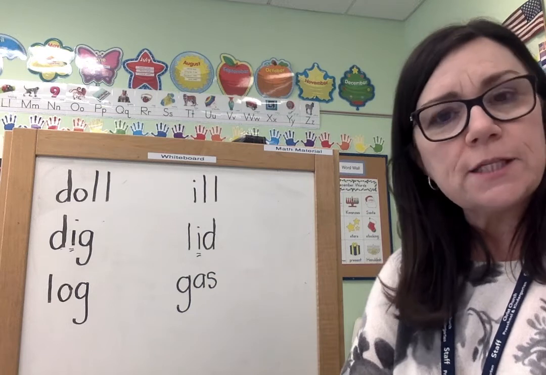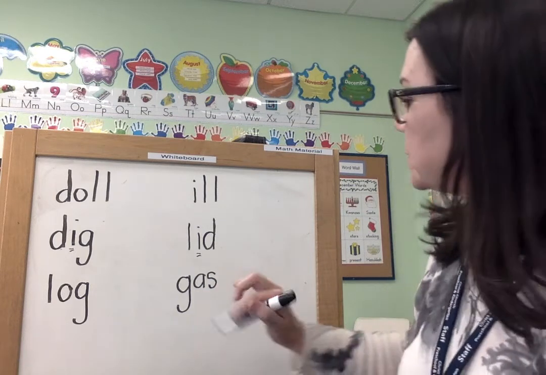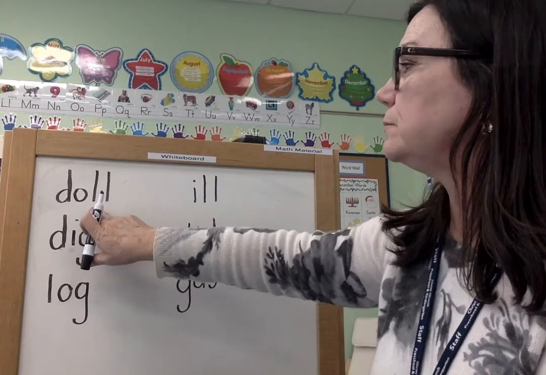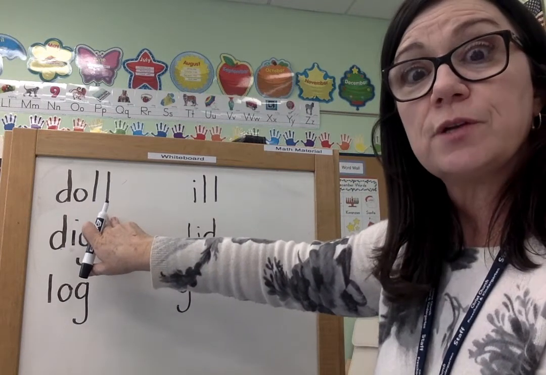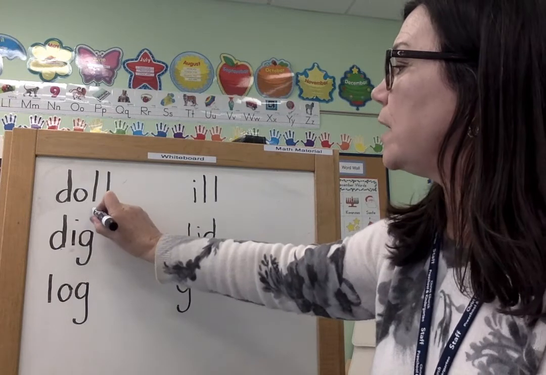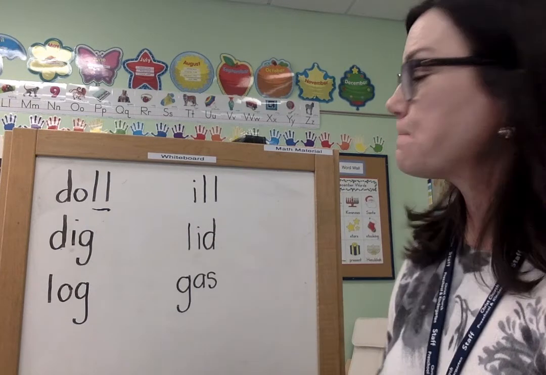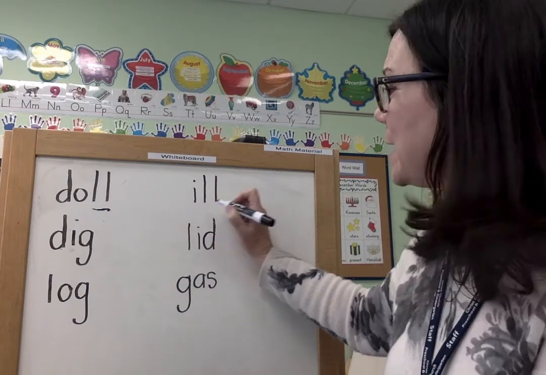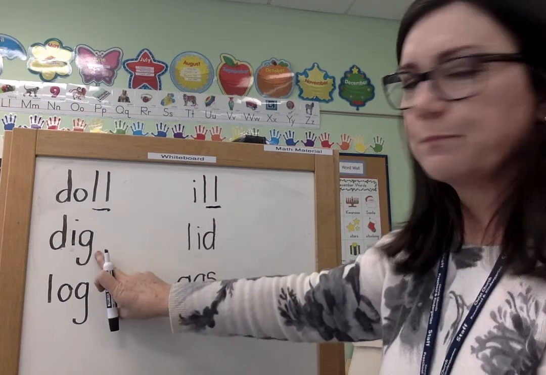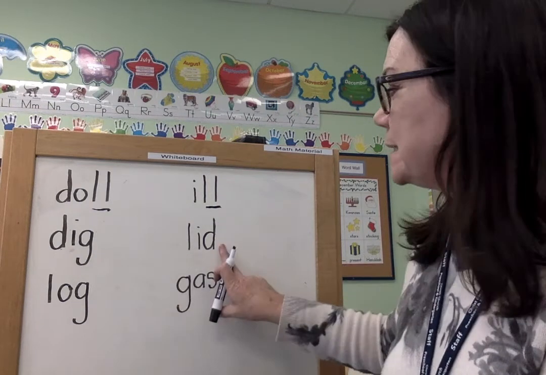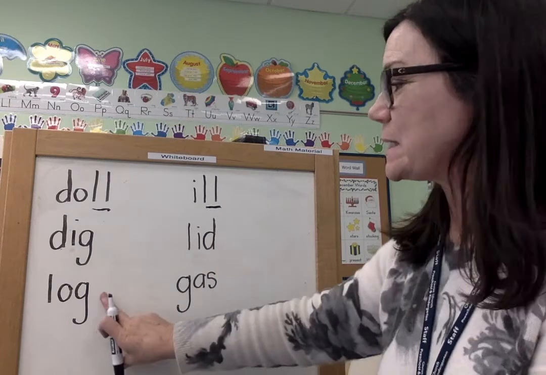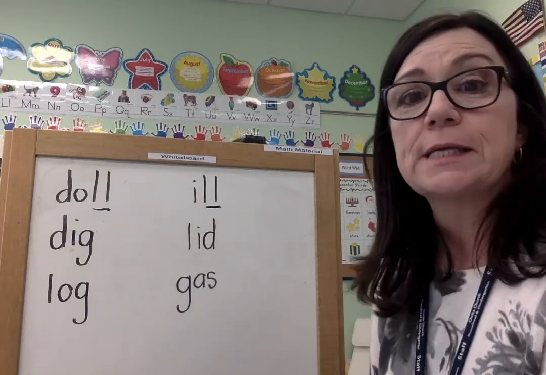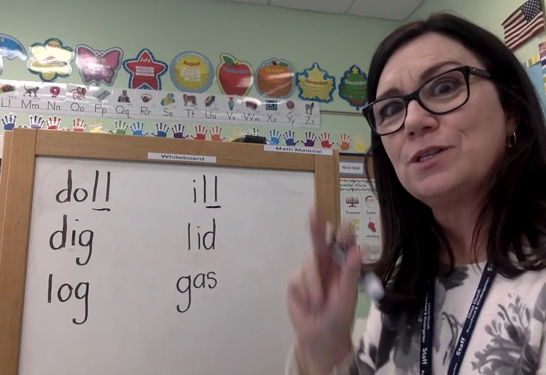Which word ends with 2 letters that are the same? All right, let's look and see what we can find out. I'm going to erase that so it doesn't confuse you. Does doll end in 2 letters that are the same? Yes, we have double L's right there. Do you see those double L's? If we move over, does ill have 2 letters that end the same? Yes. What about dig? Nope, not 2 G's. Lid? Nope, not 2 D's. Log? Nope. Gas? Nope. So these are our 2 words that end with the same double letter.